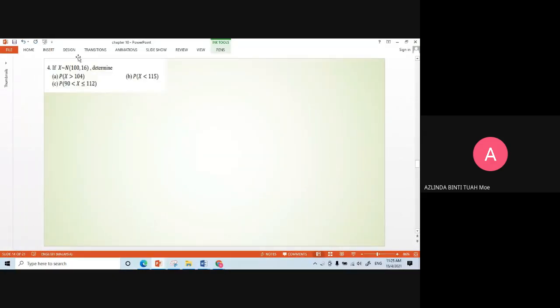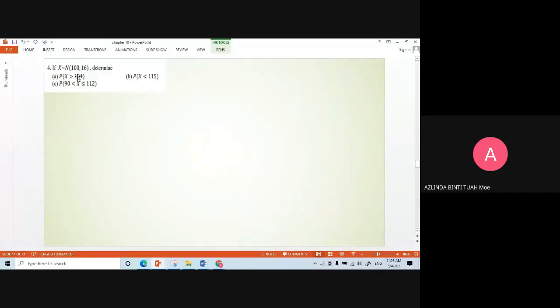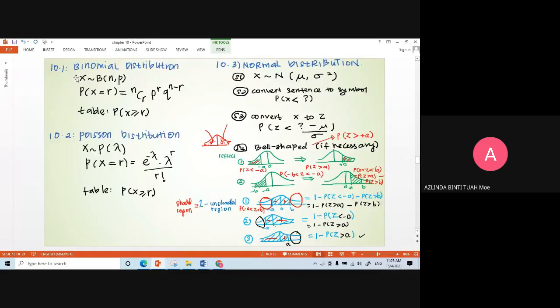Example from lecture note. Number 4. If X for normal distribution, the mean is 100, the variance is 16. Okay, back to the 4 steps. Number 1, soalan dah bagi. Mean 100, variance 16. Soalan A pun dia dah bagi dalam bentuk simbol. So we settle step 1 and step 2. Now proceed with step 3. Convert X to Z.